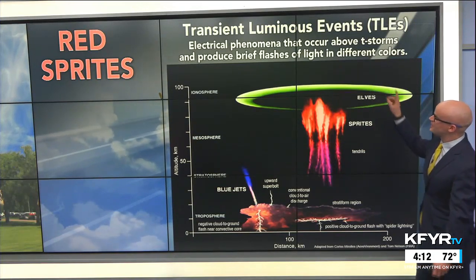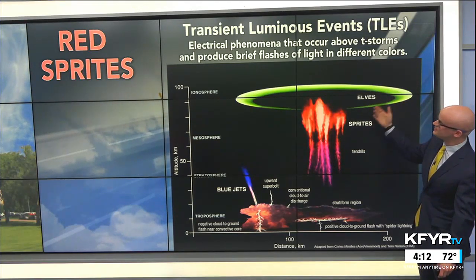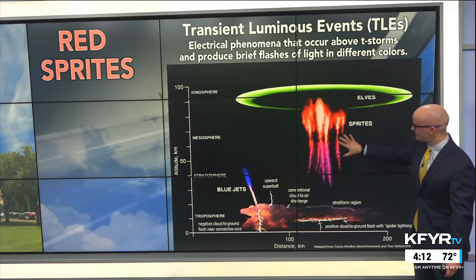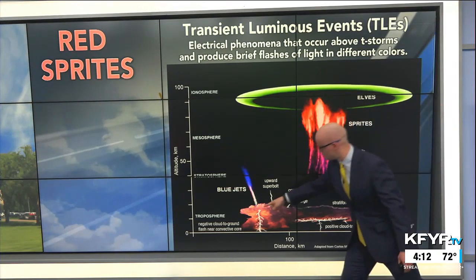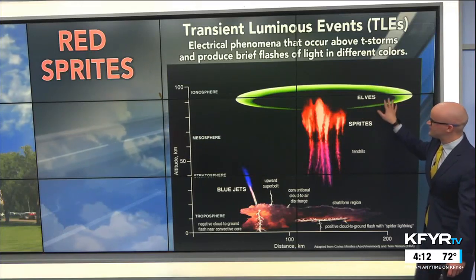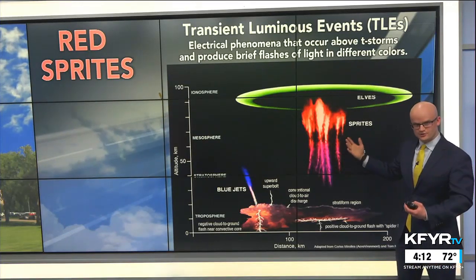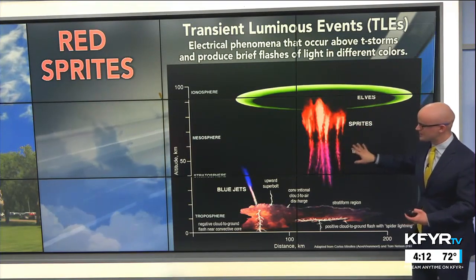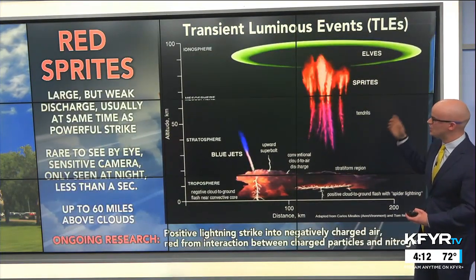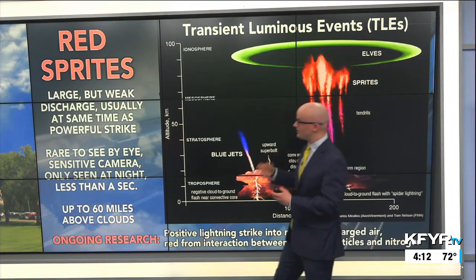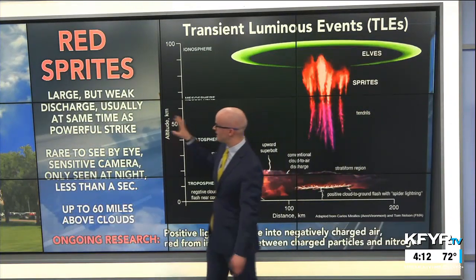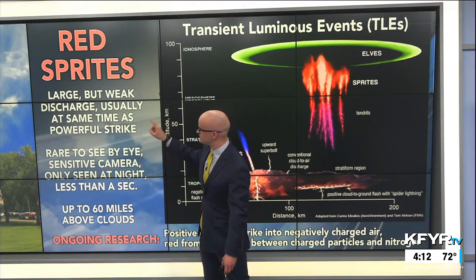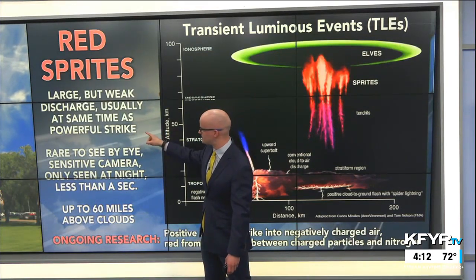They're electrical phenomena that occur above thunderstorms and produce brief flashes of light in different colors. We're going to focus on these sprites, but there's also blue jets and elves that are very rare, but you can see them sometimes at night above thunderstorms. But with these red sprites, there's a lot of really interesting ongoing research with how these form and how they can be captured. So they are seen when we have a large but weak discharge of electrons, usually at the same time as a powerful lightning strike at the ground.